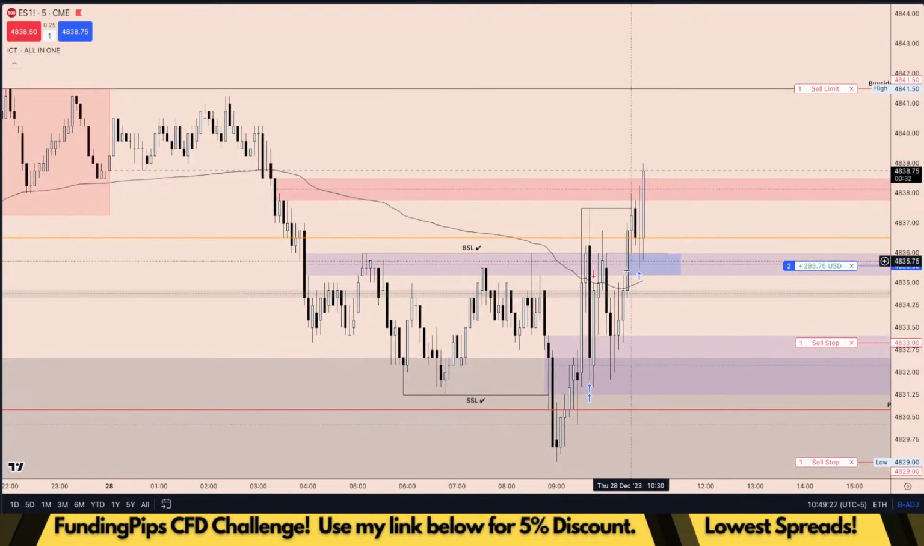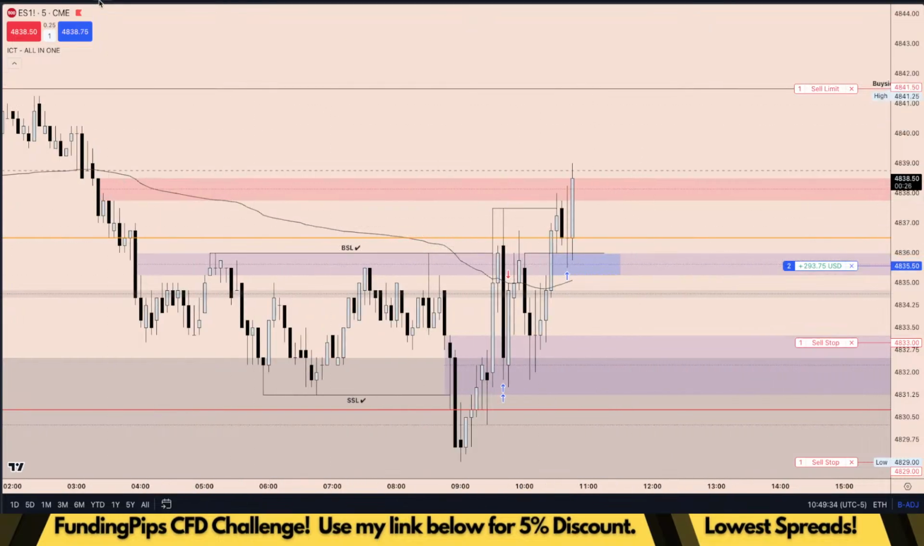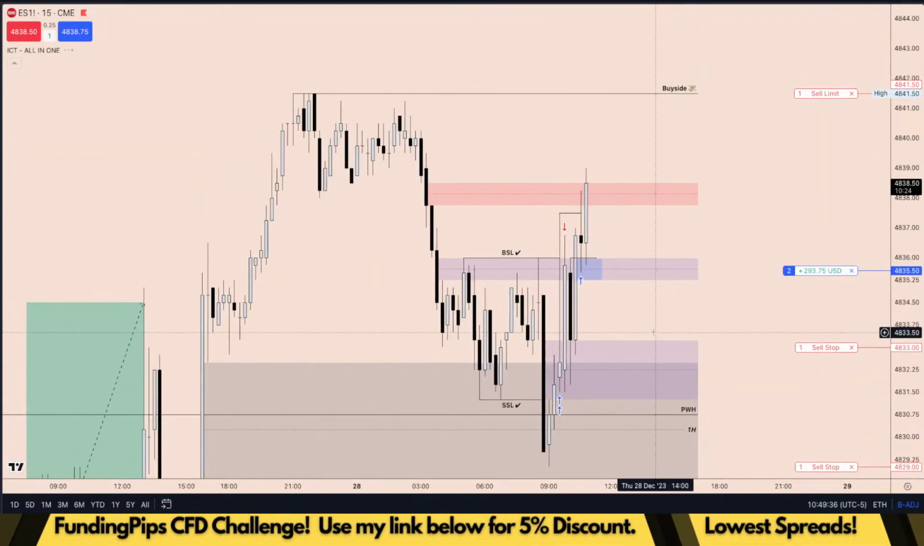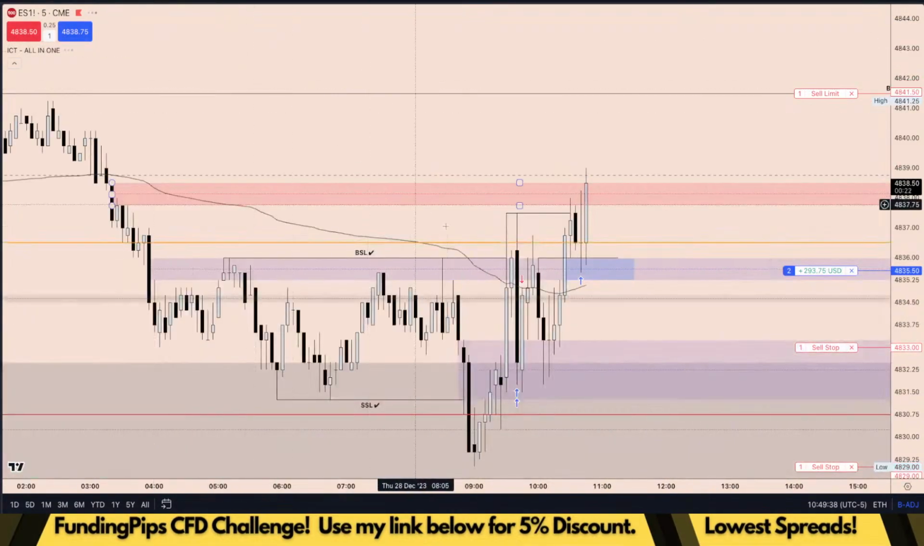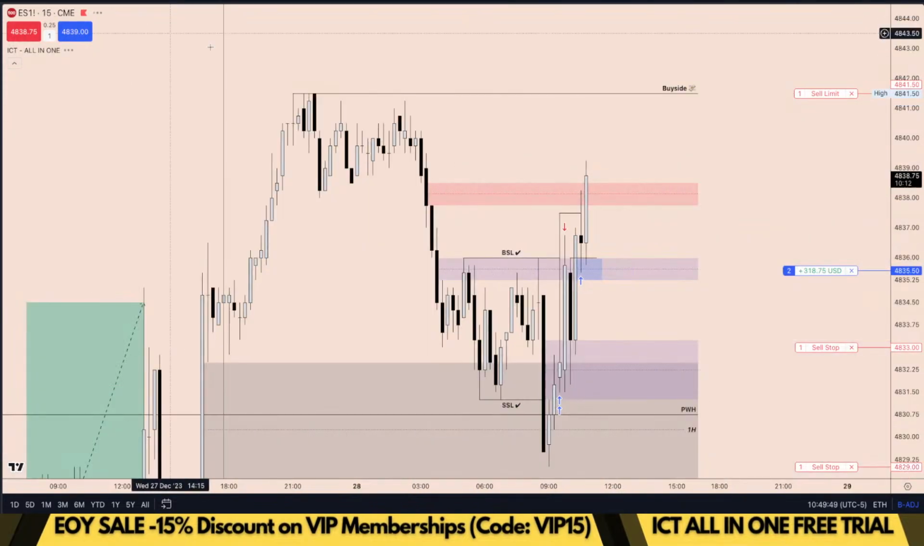And we shared this setup right here without any issues. We've been doing our analysis on the 15, then we dropped it down to the 5, and we saw, okay, we have our 15-minute inversion perfectly aligned with our 5-minute bullish. If that's not a good opportunity to take, then I don't know what is.